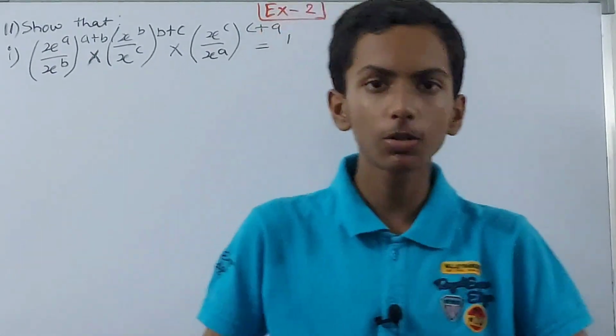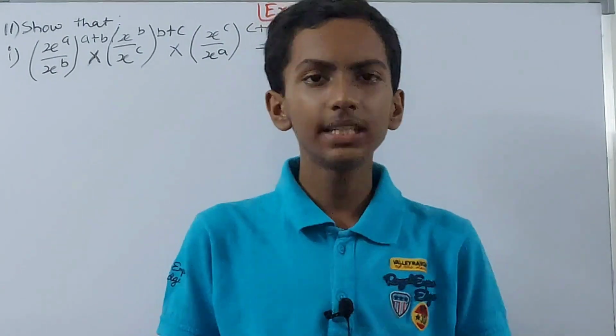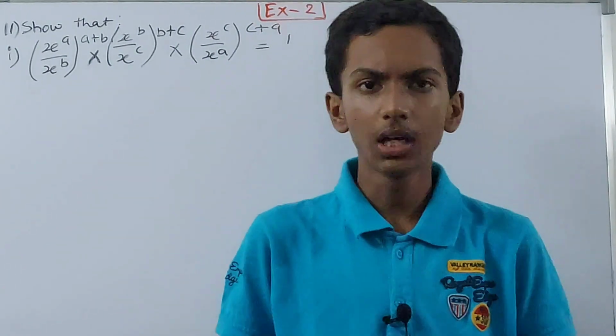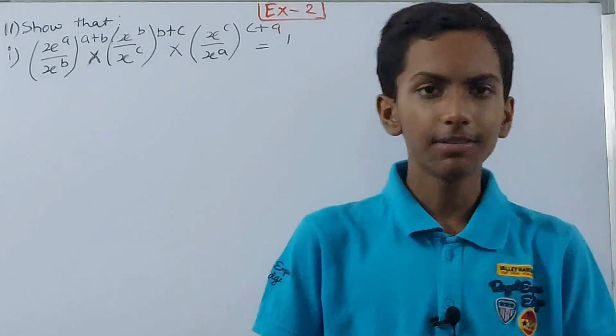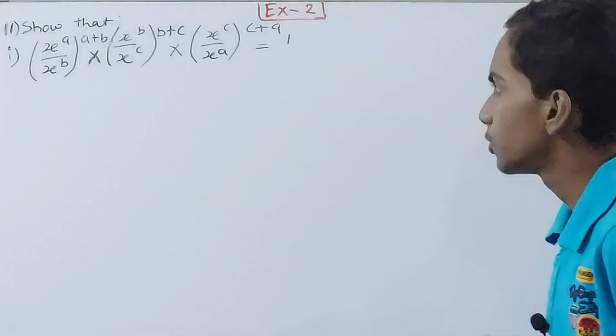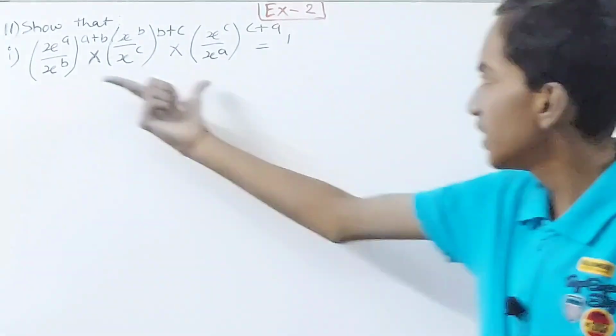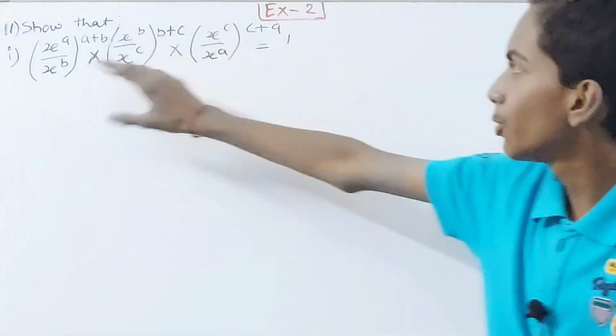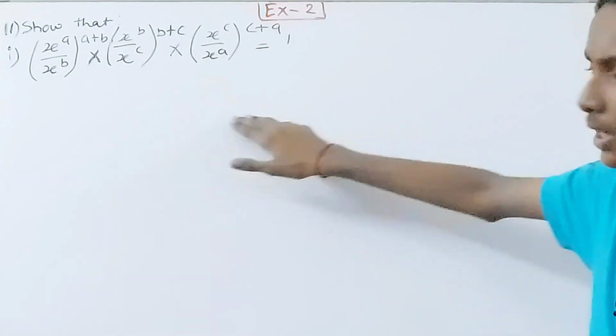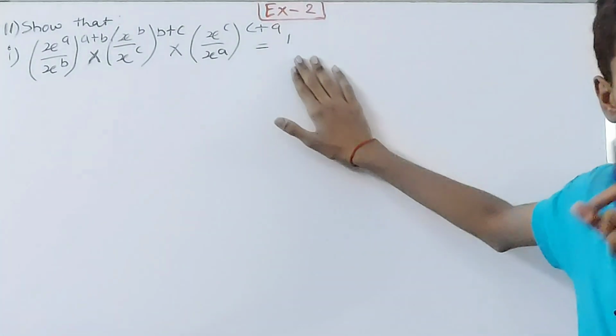In this video we are going to solve ICSE Mathematics class 8 chapter 2 exponents exercise 2 question number 11. Right, this is the first part. It says show that. Now we have to show two sides are given. One is this, one is this. This one has a very big expression and the right hand side has only one in that.